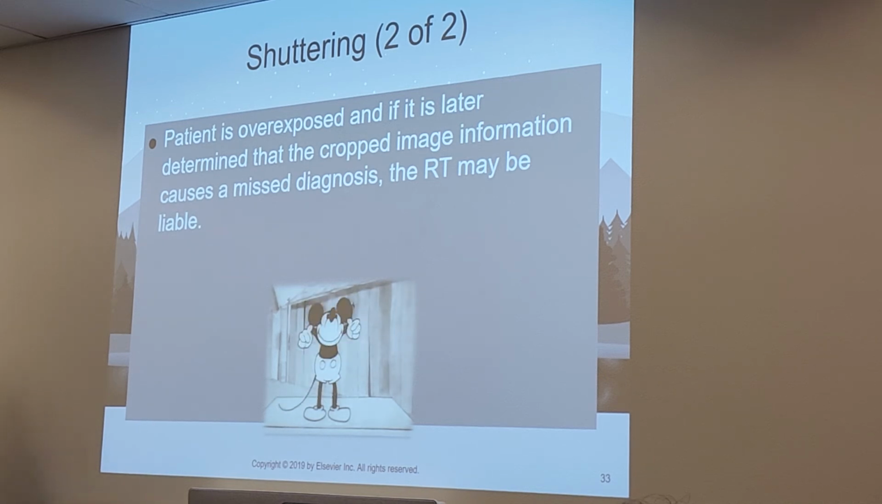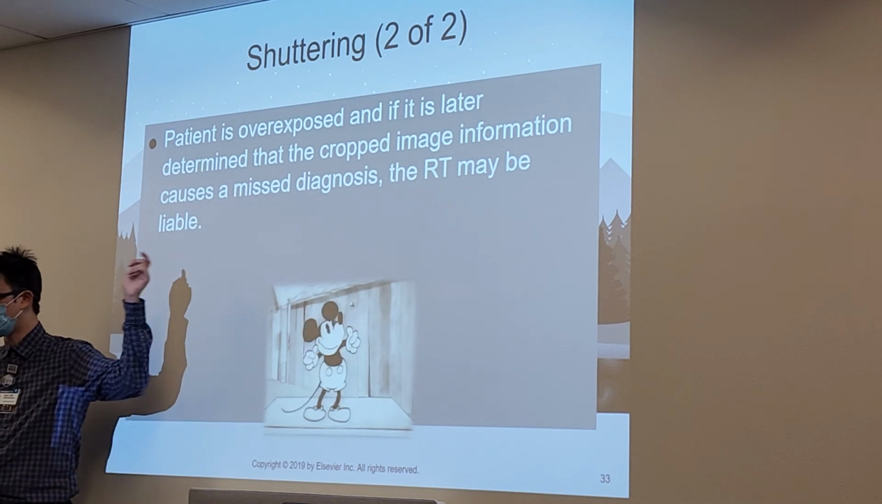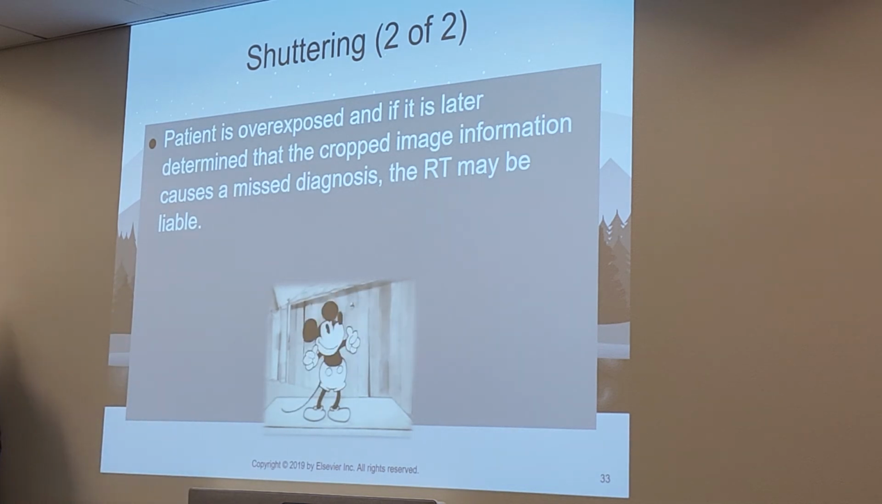So the patient is overexposed. So that's a problem with shuttering. That's why you want to properly collimate. If you shutter and you cut off important information, and now the doctor misses the diagnosis, you could be liable because you're the one that removed information from the image. So do try to avoid using shuttering.